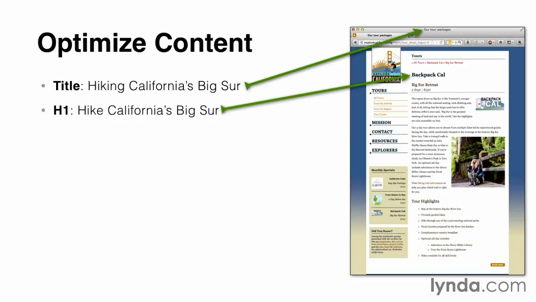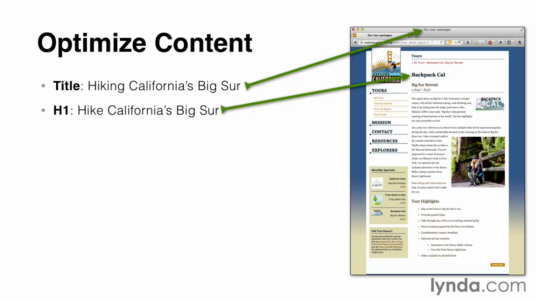The H1 is currently Backpack Cal. I don't want to abbreviate California because there are a lot of search phrases that have the full California name. And so I'm going to turn that H1, my primary page headline, into Hike California's Big Sur.